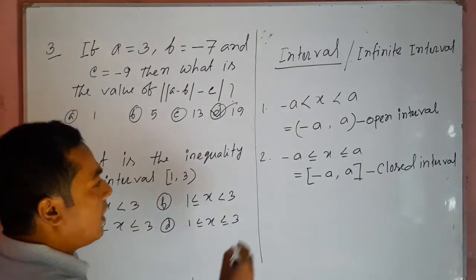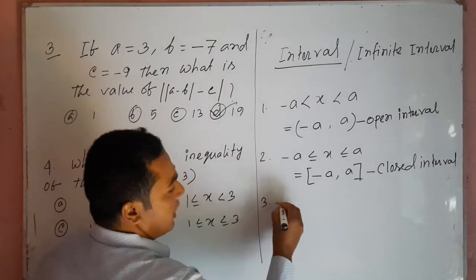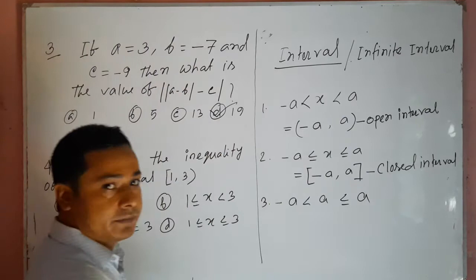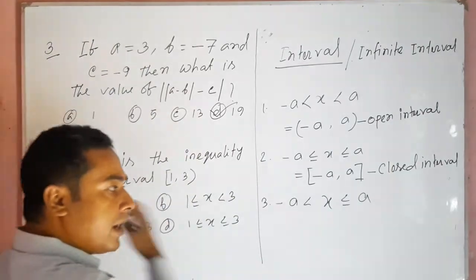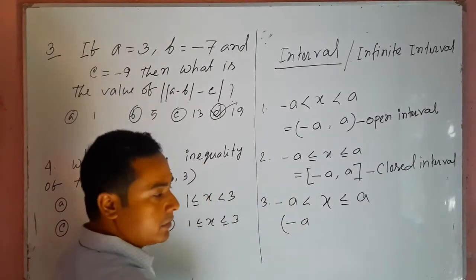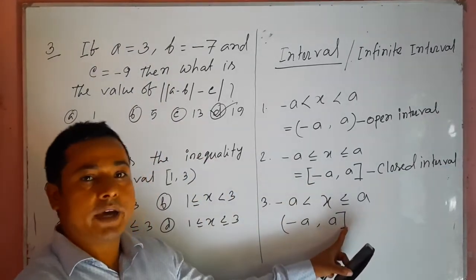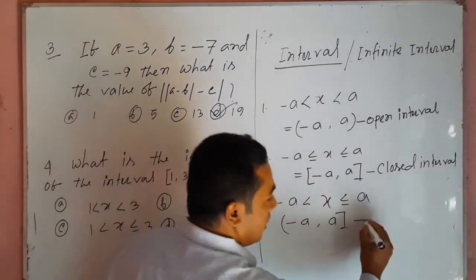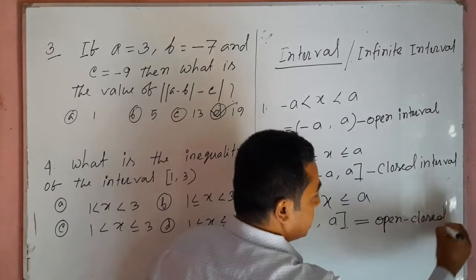Okay, now third option, just like a number which is greater than minus a and less than or equal to a. Here a is a value of x, but minus a is not a value of x. So we can write minus a will be open and a is closed because a is included in the value of x. That's why this is enclosed by the third bracket. So we can say it is an open closed interval.